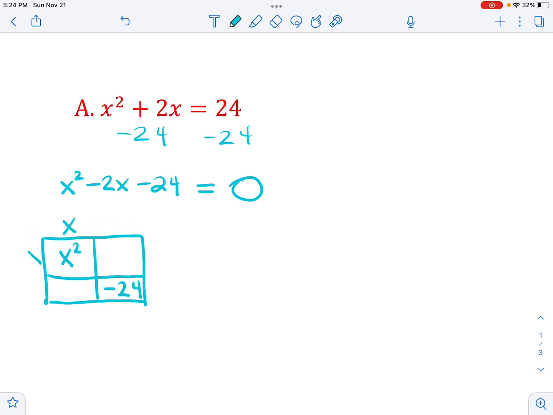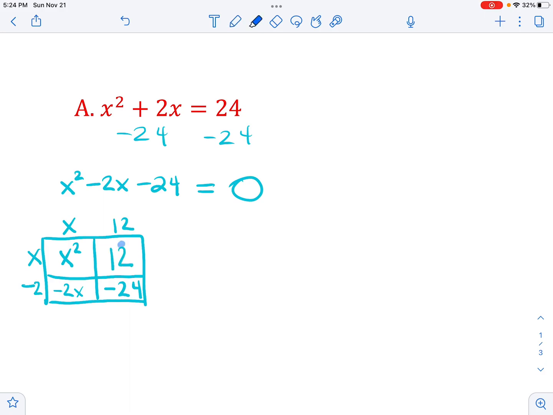X times x gives us x squared. And now I'm looking for two numbers that multiply to negative 24. So I'm going to try 12 and negative 2. So if I put those numbers here, I'm going to get a negative 2 with the x, because I'm multiplying this times this. Unfortunately, this segment and this segment are the same. So if this is x, then this is x. So negative 2x gives me that. To get this area, I'm multiplying this, which is the same as that, which is again x. So 12 times x gives me 12x.